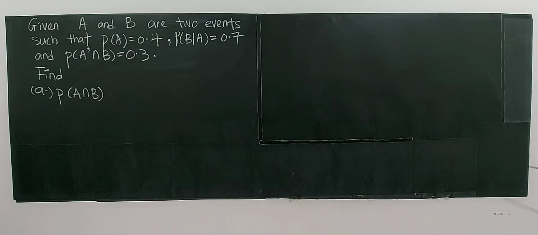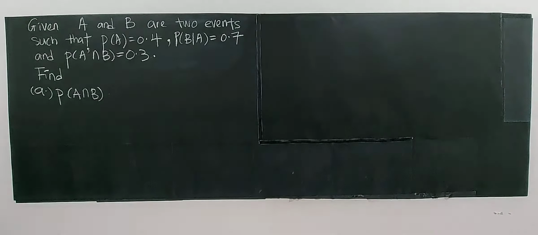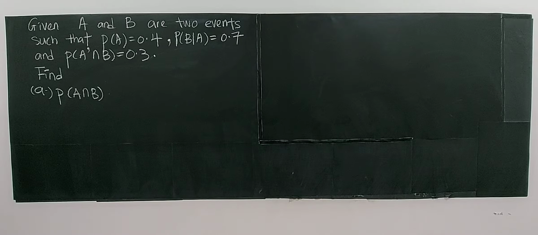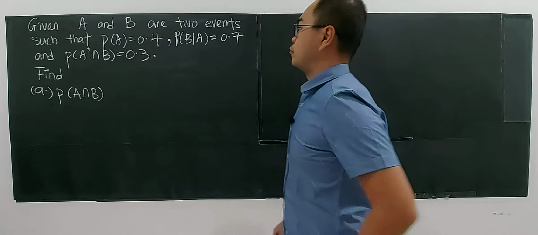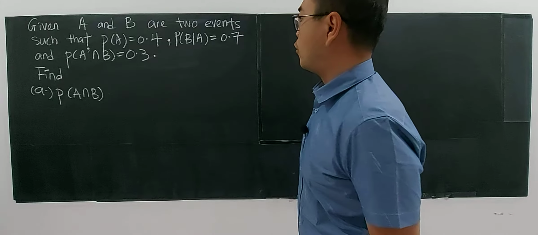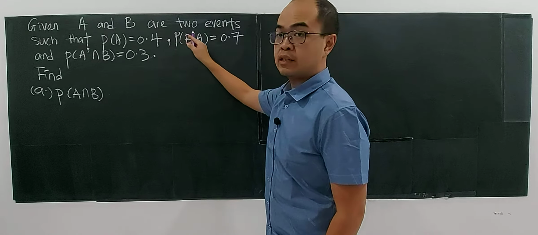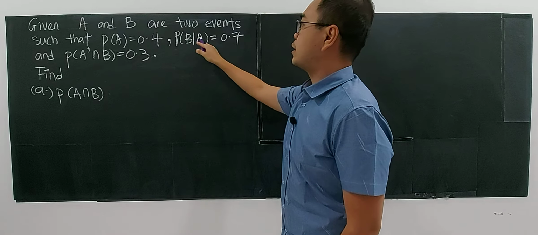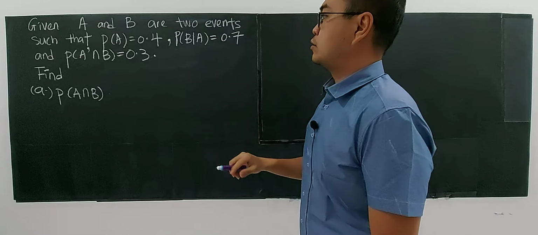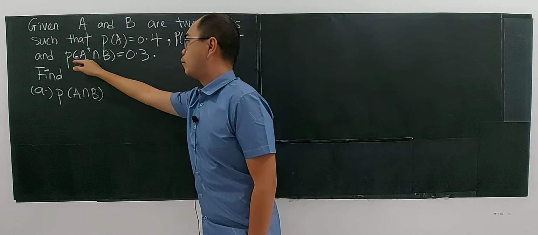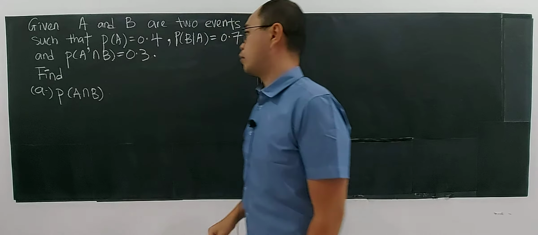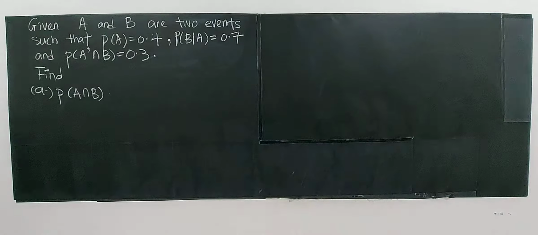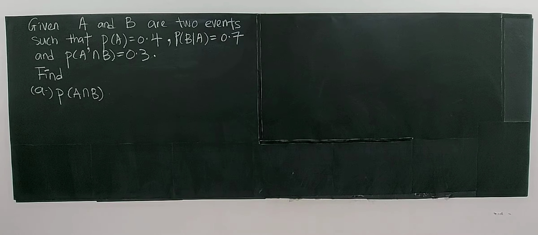Given that A and B are two events, such that the probability of event A is 0.4 and the probability of B given A, which is a conditional probability, B given that A, is 0.7, and P of the complement of A intersect with B is 0.3. They are asking you to find the probability of A intersect with B.